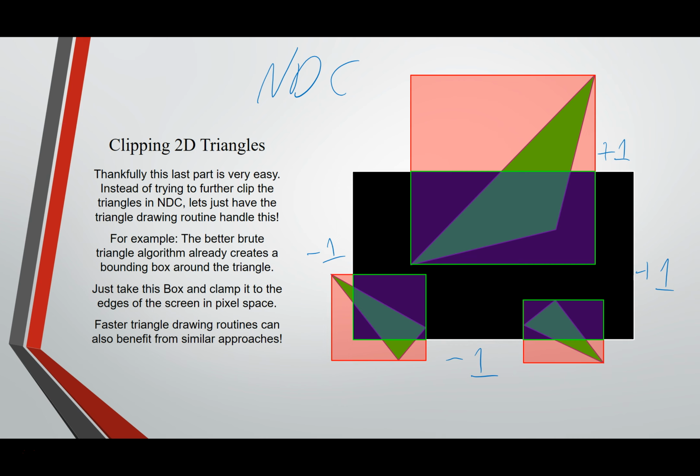Now, there are faster triangle drawing routines than the Better Brute. I'm pretty sure I showed you one on day 3. I showed you my parametric one, and there are other ones out there, and they can be quite a bit faster. But the good news is the same idea of just forcing the triangle routines to stay on the screen with min and max type stuff tends to fit well with these other triangle algorithms too. So they all are pretty easy and straightforward to make work for triangles.